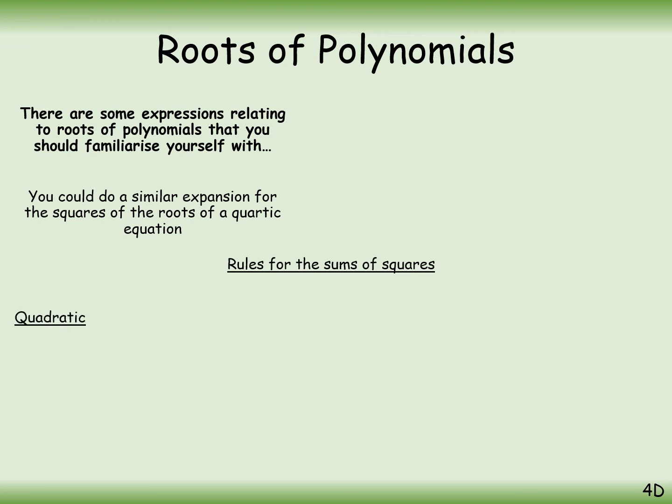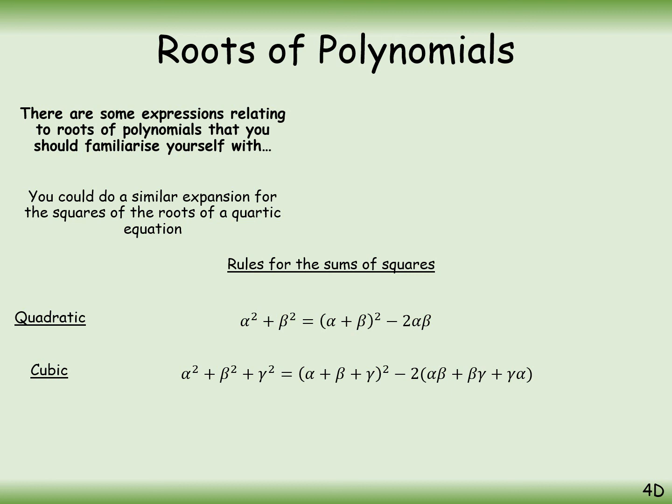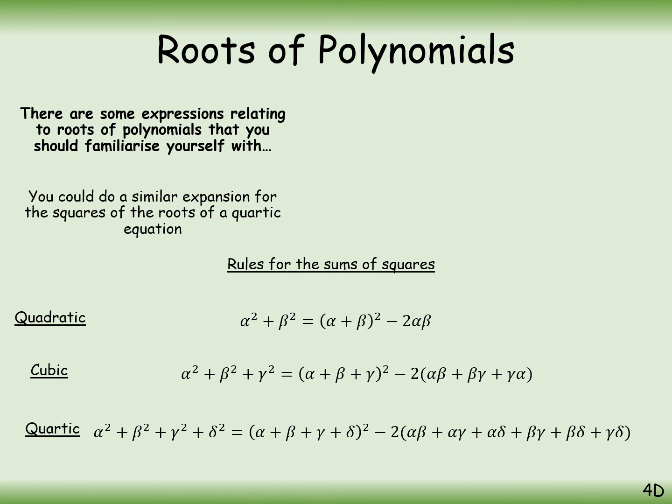So the rules for the sum of the squares: alpha squared plus beta squared, we've already looked at this. Now the cubic, we've also looked at this. Now for quartic, you can see the pattern to this. Alpha plus beta plus gamma plus delta, all squared, minus 2 lots of the sum of the doubles here.